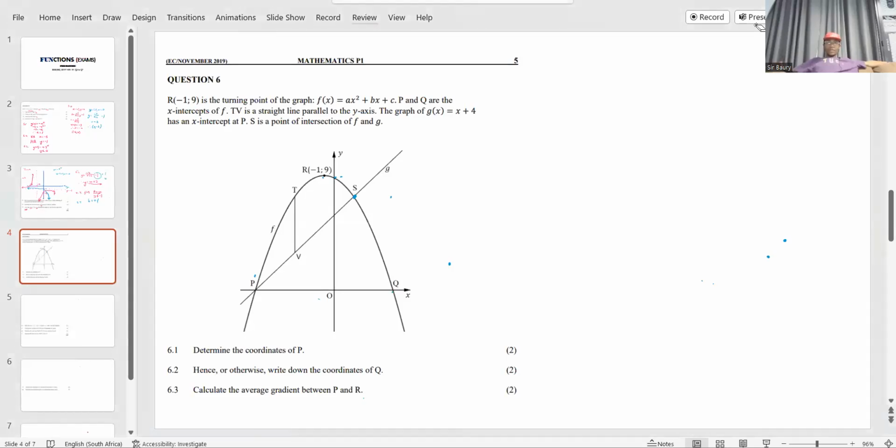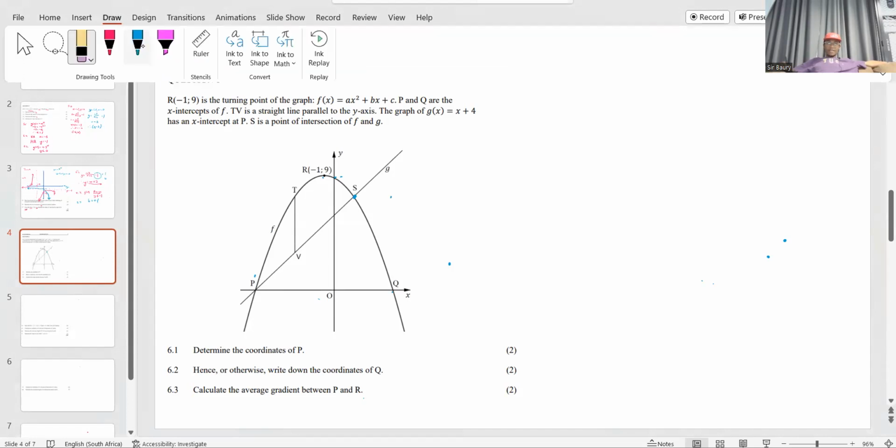So this is the second part of the Eastern Cape. The Eastern Cape, where Mandela comes from. Mandela, remember Madiba, our legend.